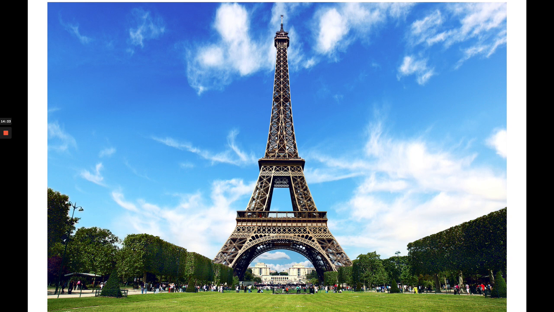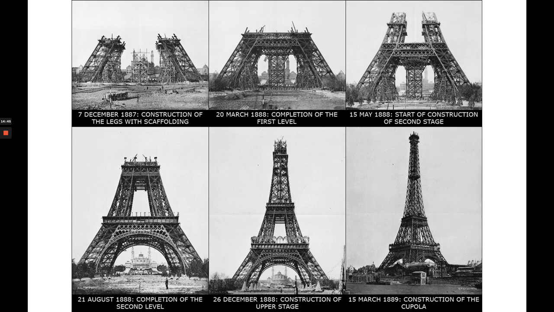This is what architecture should look like. Eiffel started the project in June 1887 and completed it by March 1889, taking him only 22 months to create the tallest human structure in the world at the time, which reached an impressive 968 feet, which doesn't sound like a lot until you're standing at the top of the Eiffel Tower, and it feels like a whole lot.